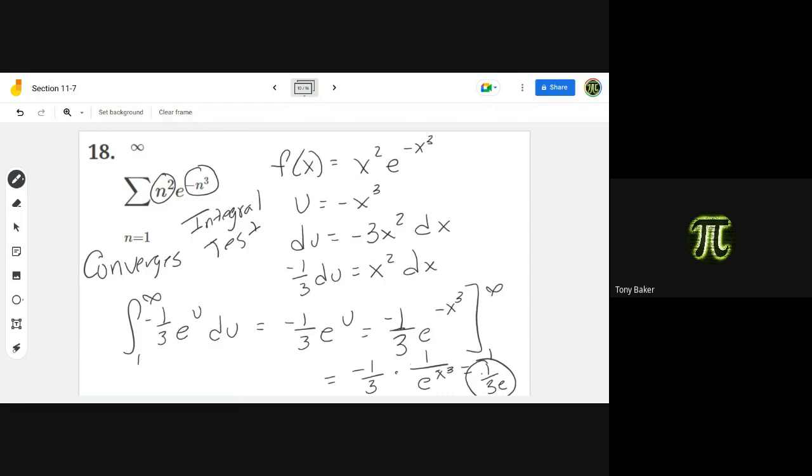So on your test, if this was one of the questions, that's how I'd want to see the work done for it. That's what I'd expect to see. I expect to see that it's convergent or divergent, which test you used, and then the work for that test. All right. Any questions with that one?